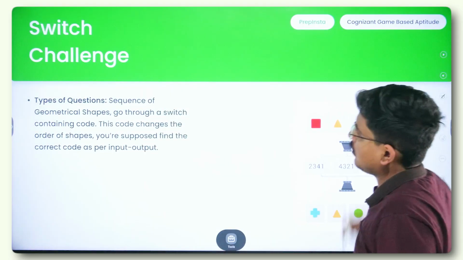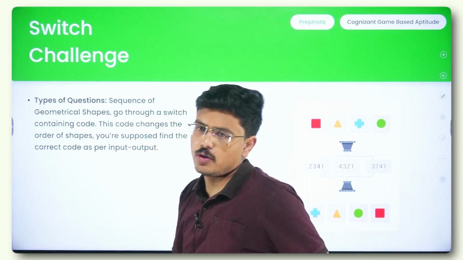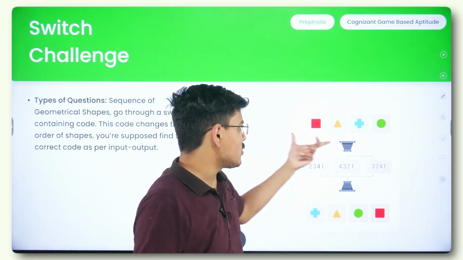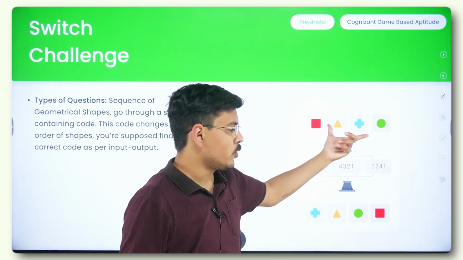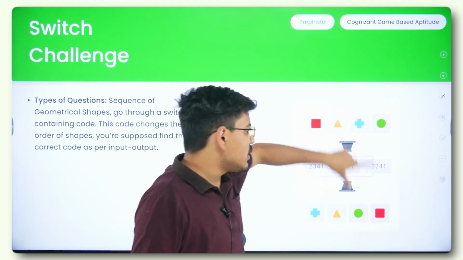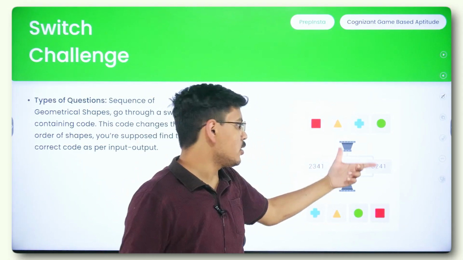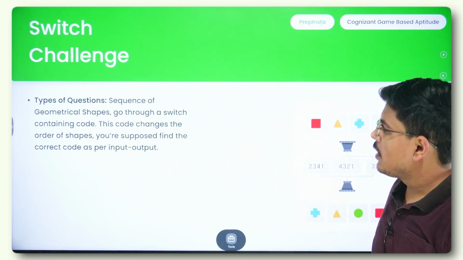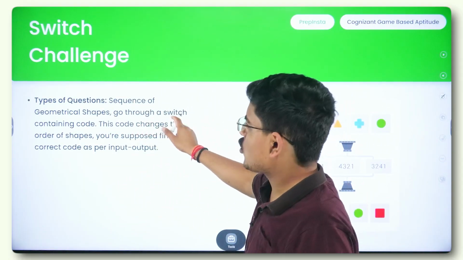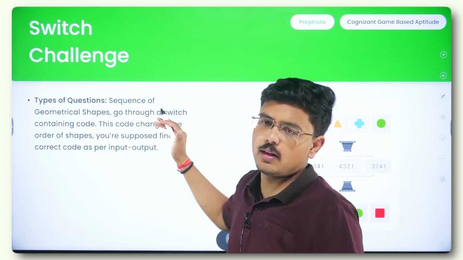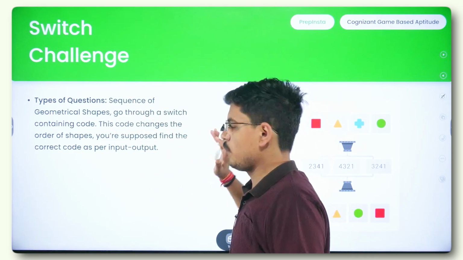Now if I move further, there is the switch challenge. There is a switch, and basically what's happening is this group of inputs is being switched to a different output. But how is it being switched? Which order is being followed? This is very easy, no rocket science. Basically, geometric shapes go through a switch containing code. This code changes the order of shapes. You are supposed to find the correct code as per input and output.